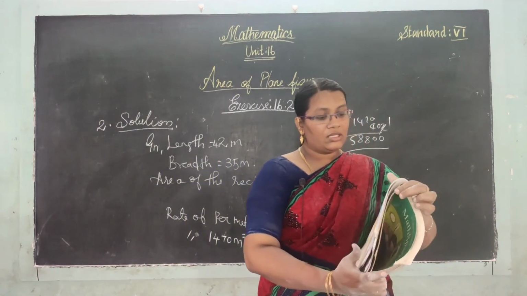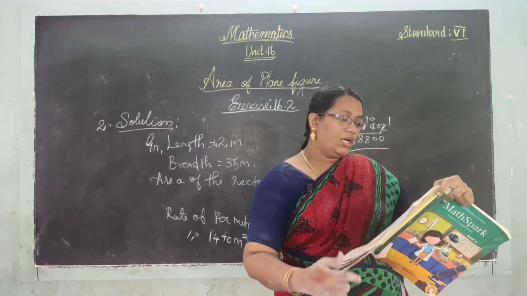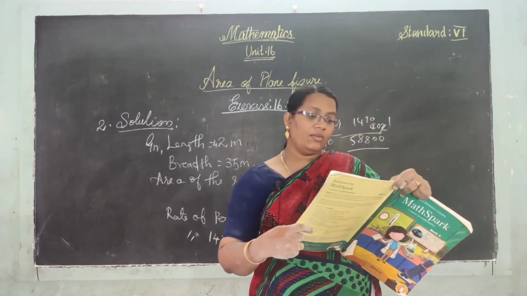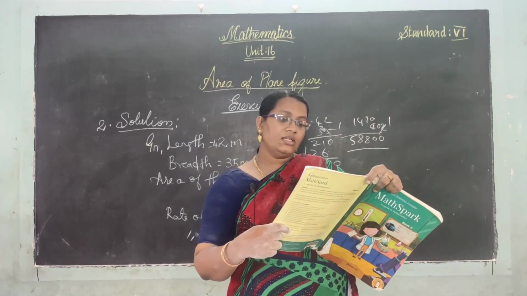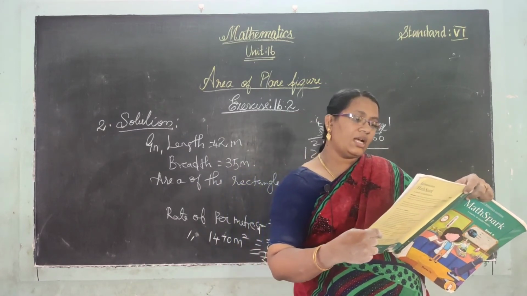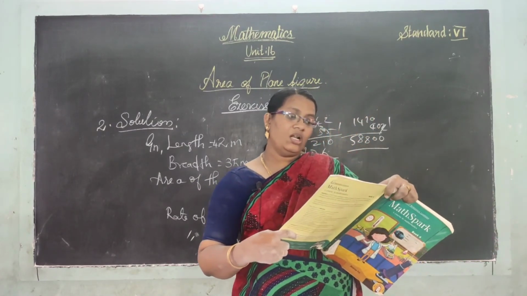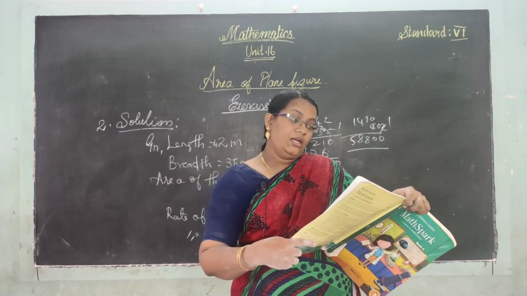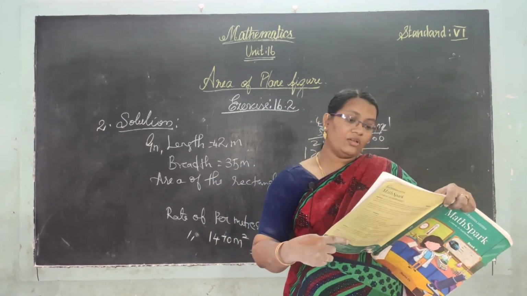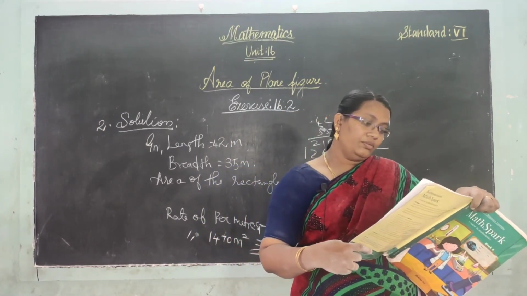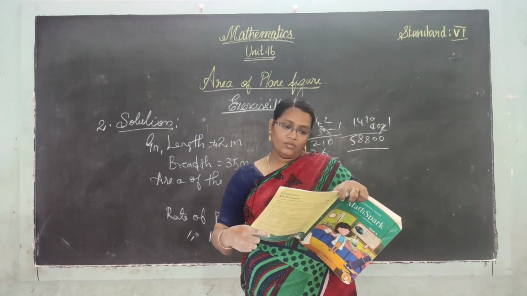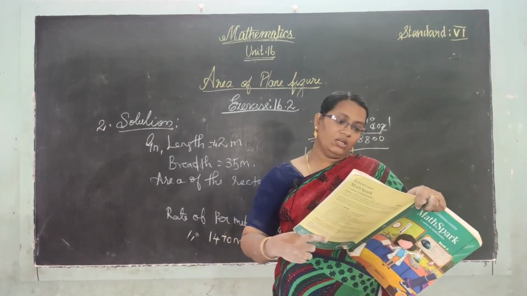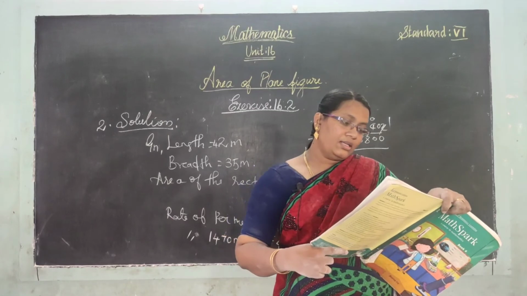Okay, see the next, the third problem. The area of the rectangle is 180 meters square, if its length is 18 meter, find its breadth and perimeter. The same model we have already done in the example. Okay, and the fourth one also is the same. Okay, and see the fifth one.